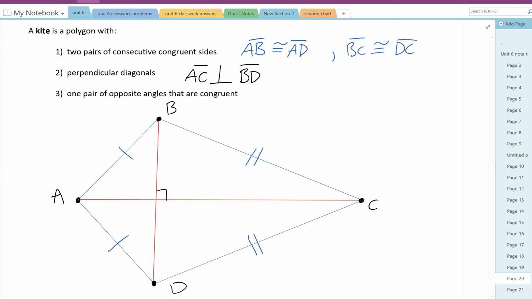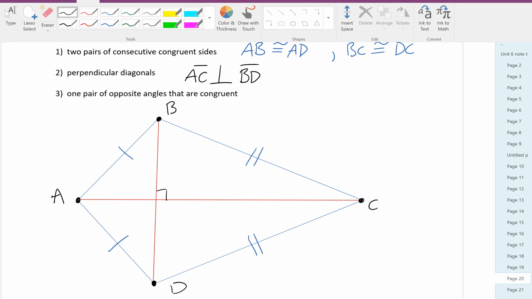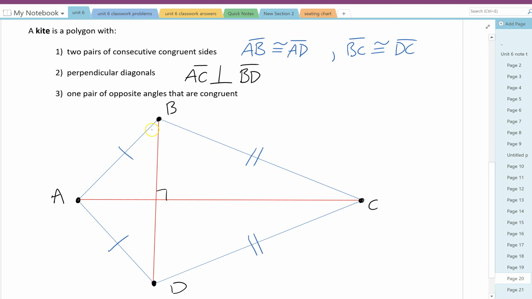Last thing, one pair of opposite angles that are congruent, right? In this kite, that's going to be angle B and angle D. So angle B is congruent to angle D, or if I want to be more precise, I would say that angle ABC is congruent with angle ADC.